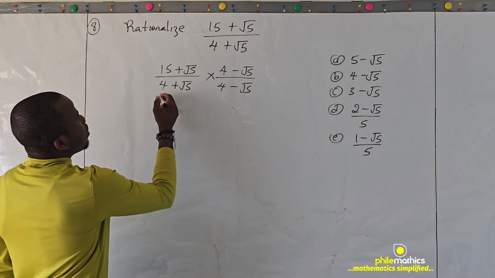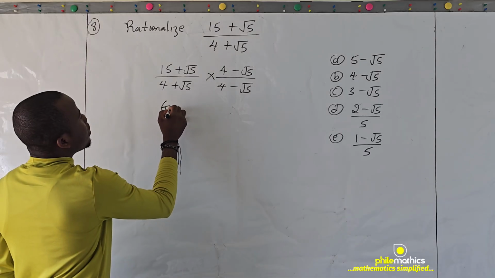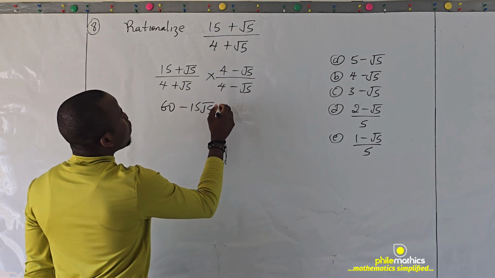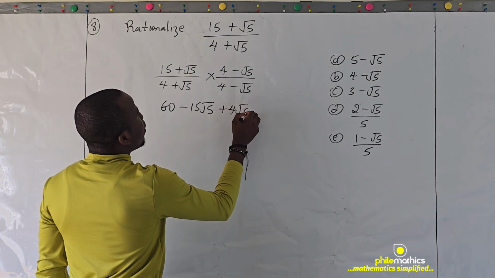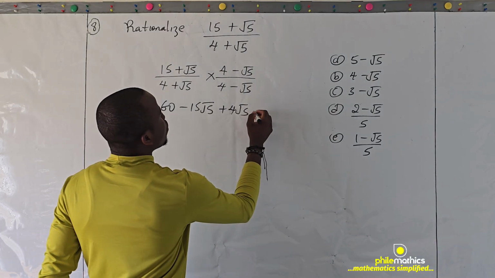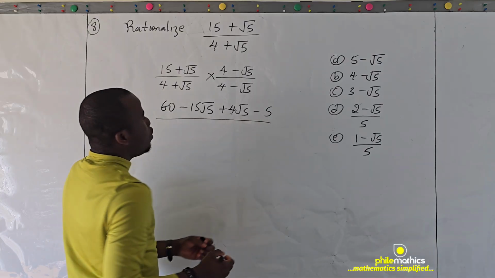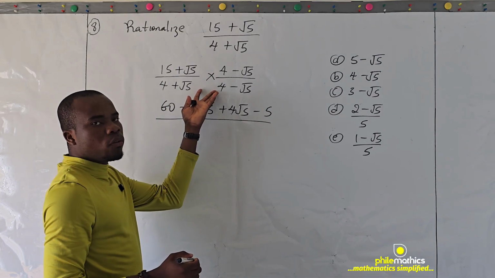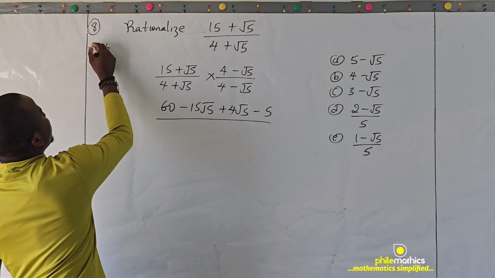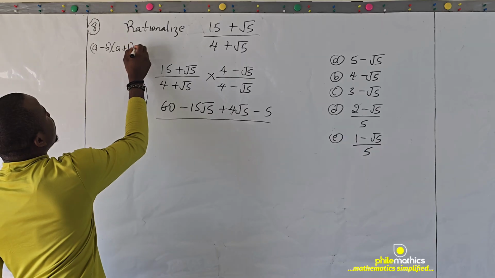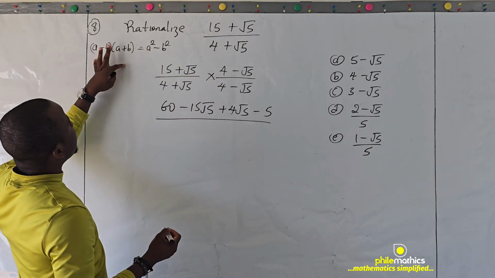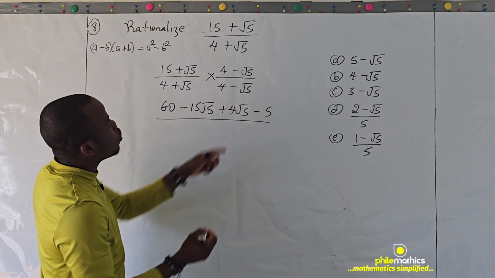So if we multiply this, 15 times 4 is 60. 15 times root 5 is 15 root 5. Root 5 times 4 is plus 4 root 5. Root 5 times root 5 is root 25, and root 25 is 5. This is minus 5. Everything over. If you notice, the denominator is a difference of two squares. And recall, difference of two squares says a minus b, a plus b is a squared minus b squared. And so since what we have at the denominator here is this, we simply say 4 squared minus root 5 squared.